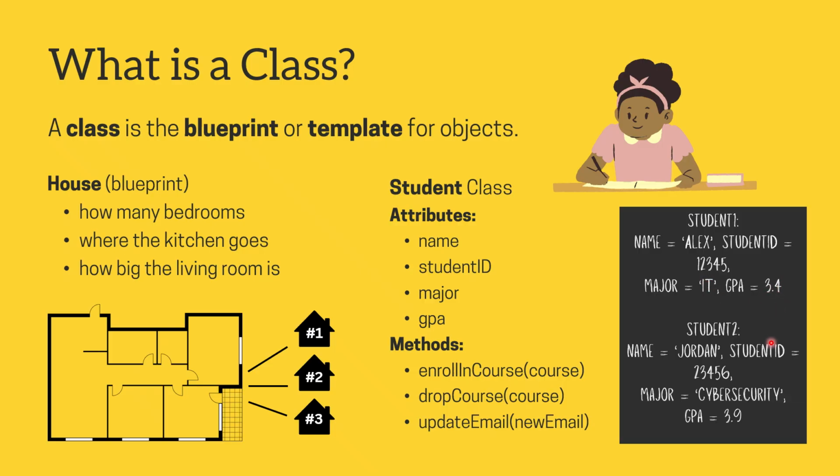Okay. And then another object made from that same class is our student two, whose name is Jordan. The student ID is 23456. The major is cybersecurity, and the GPA is 3.9. So same blueprint, but different actual filled in values. So the key idea here is that a class equals the definition or the blueprint, okay? And then the object is the actual thing that's built from that blueprint.